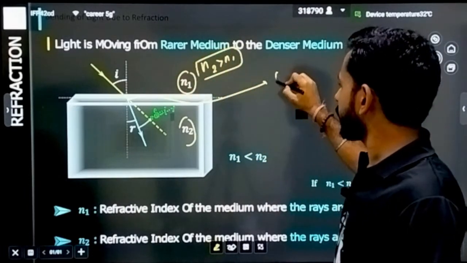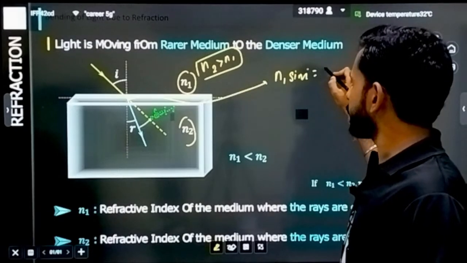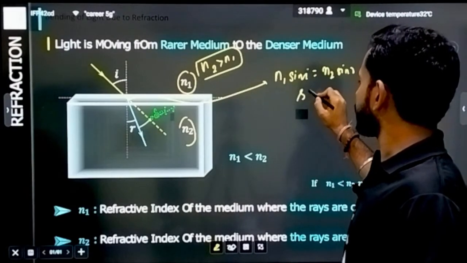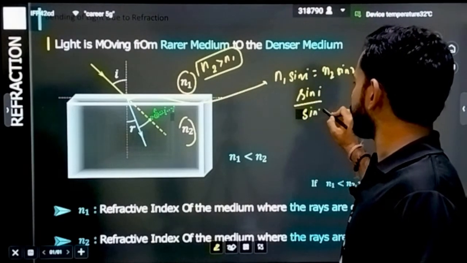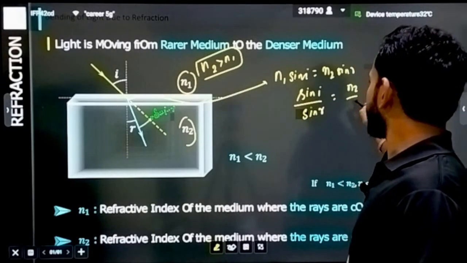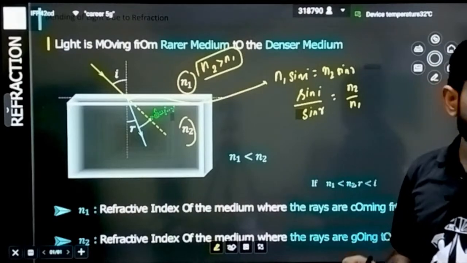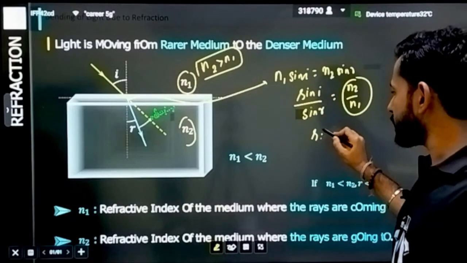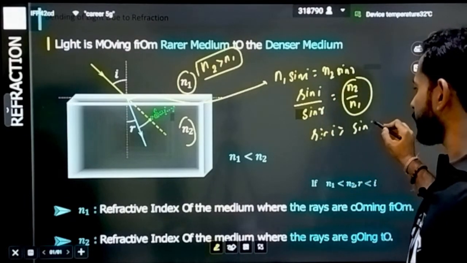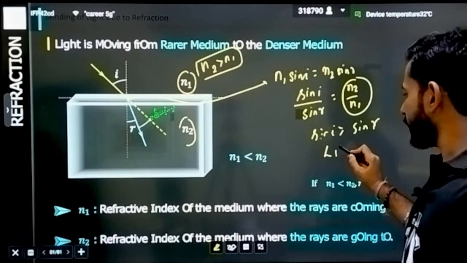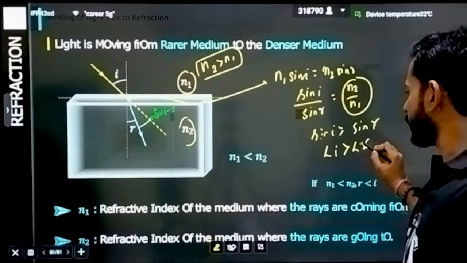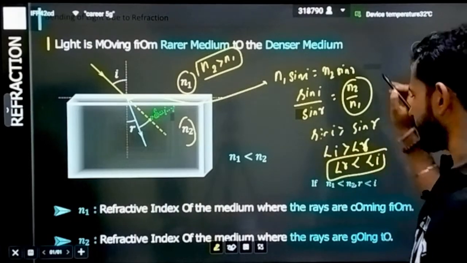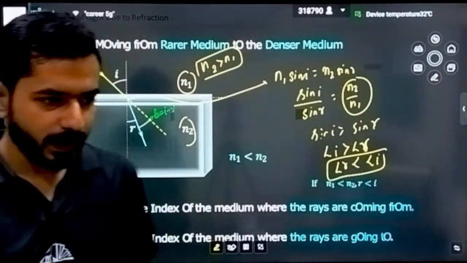Incident medium. Incident medium is what? N1 sine of I is equal to this medium, N2 sine of R. What will you be writing? Sine of I divided by sine of R is equal to N2 divided by N1. N2 divided by N1. Now what you can say, what you know already, the condition is that N2 is greater than N1. If N2 is greater than N1, can you say sine of I also has to be greater than sine of R? Correct? That is what I can say further, that the angle of incidence has to be greater than the angle of refraction. Or in other words, I can say that the angle of refraction is smaller than the angle of incidence.